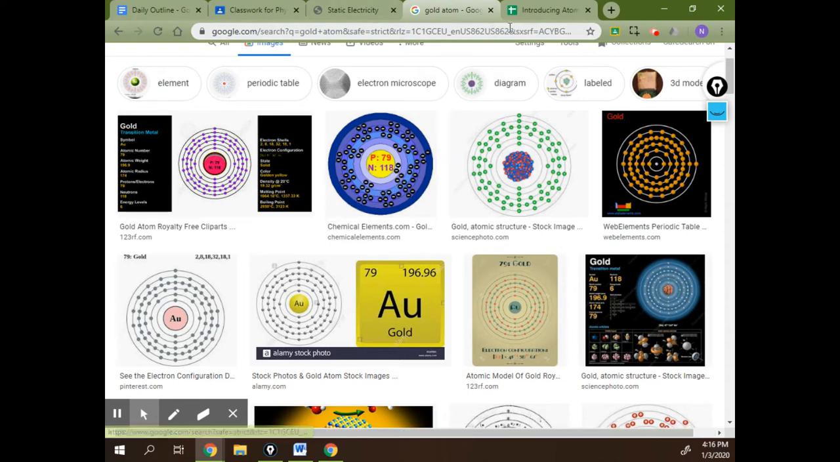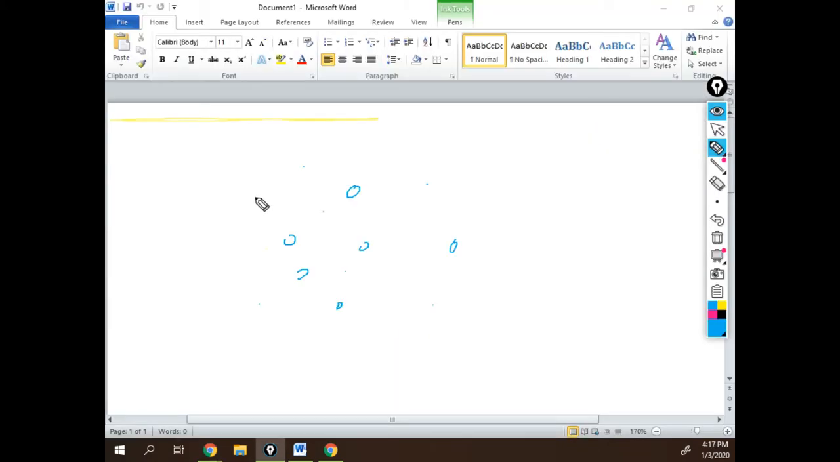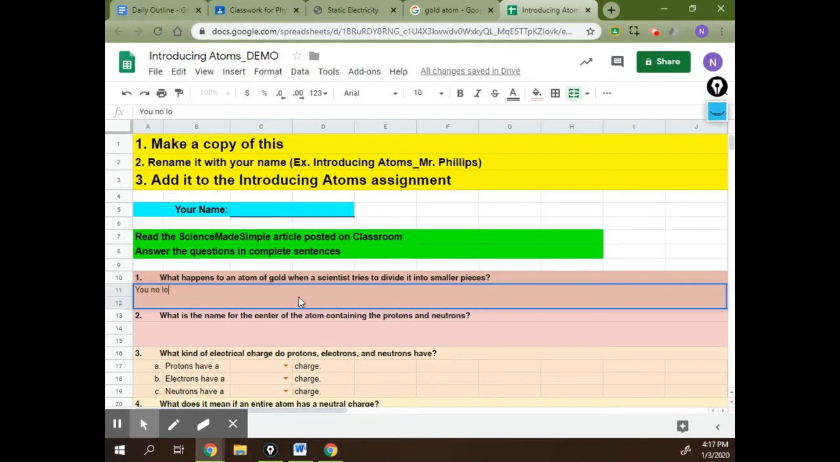What if you broke that apart? Well, you wouldn't have gold anymore. That's no atom at all. That's just a random collection of particles. You no longer have gold. All right. You would have only a random collection of protons, neutrons, and electrons.